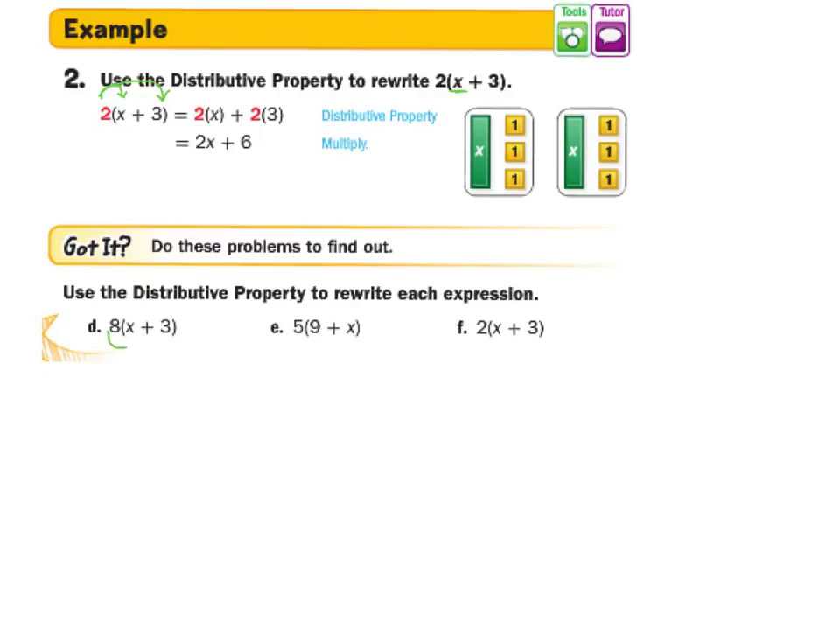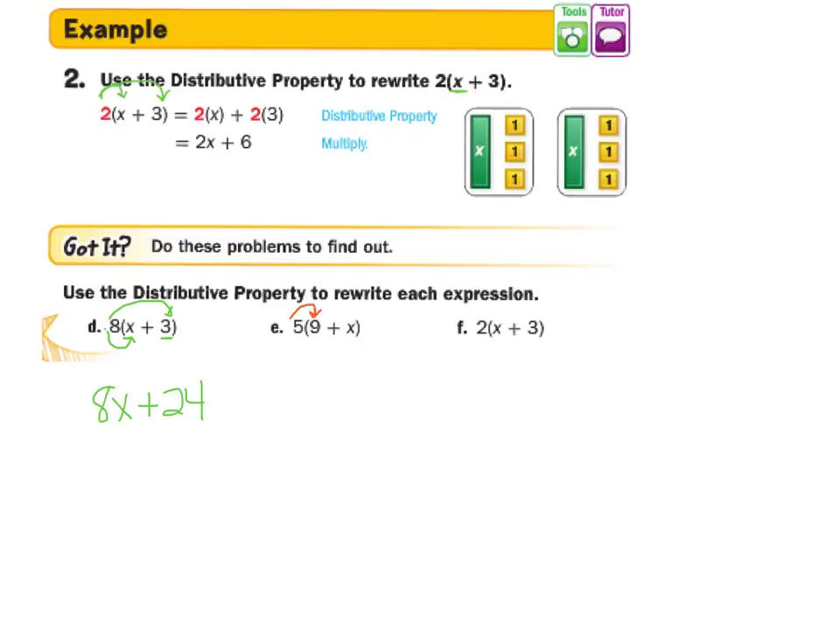So the 8 is going to play with the x, and then the 8 gets to play with the 3, and we multiply on both of them. So 8 times x is 8x, which most kids can do, no problem. We put the addition sign down, and then a lot of kids just put the 3. But the 3 has to be multiplied by the 8. So 8 times 3 is 24. Let's try the next one.